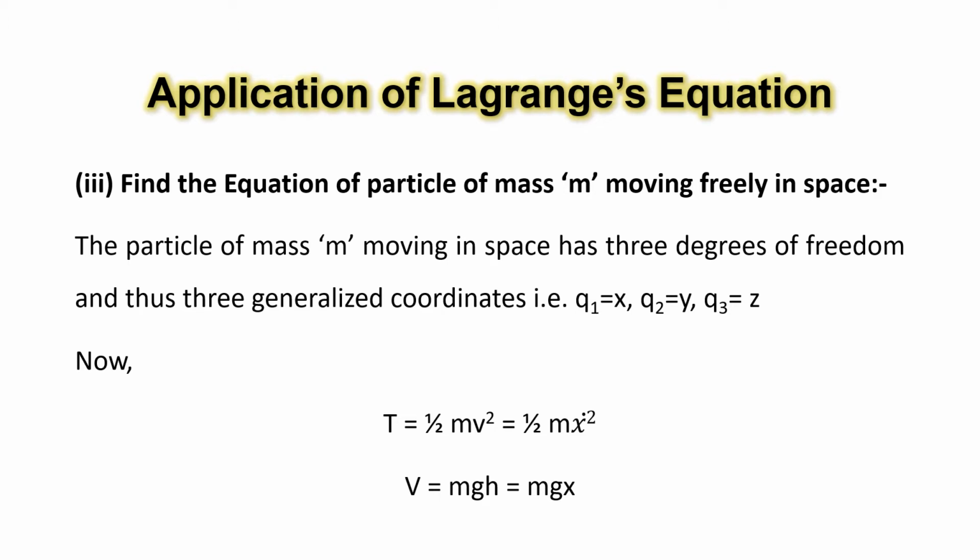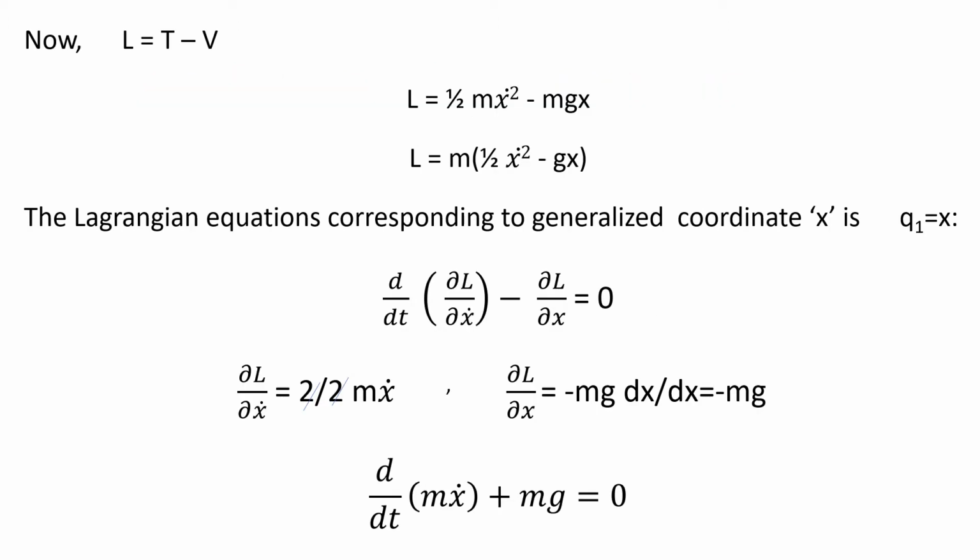Now moving to the next step. Now L is equal to T minus V. We have L is equal to 1 over 2 m x dot square minus mgx. Taking m common, L is equal to m into 1 by 2 x dot square minus gx. The Lagrange equation corresponding to the generalized coordinate q1, x, is d by dt partial L over partial x dot minus partial L over partial x is equal to 0.